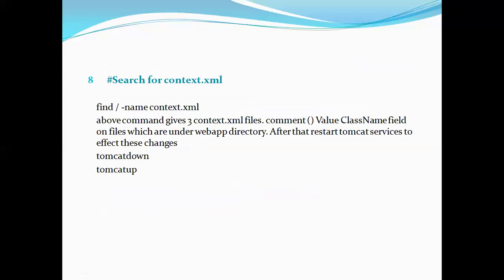So next step is to search for context.xml. By default, Tomcat server is configured in such a way that it can be accessible only from the local machine, and that IP address is configured under context.xml. So we need to comment that section so that we can access from any location. And then you can restart the services.